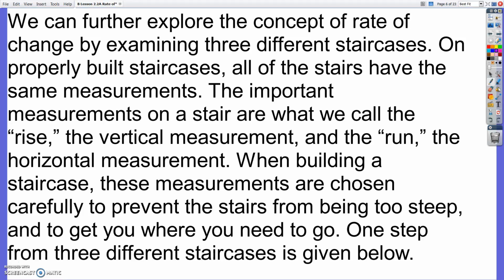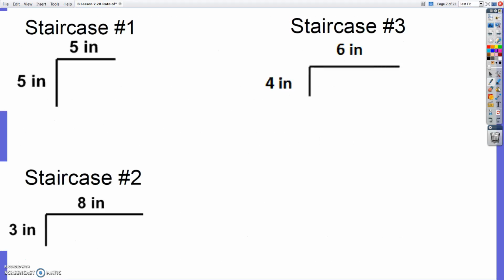When we are building a staircase, these measurements are chosen carefully to prevent the stairs from being too steep and to get you where you need to go. One step from 3 different staircases is shown below. So right here I have all the staircases. I want you to notice that I go up 5 and then over 5. This right here is called the rise. And the part going over is the run.